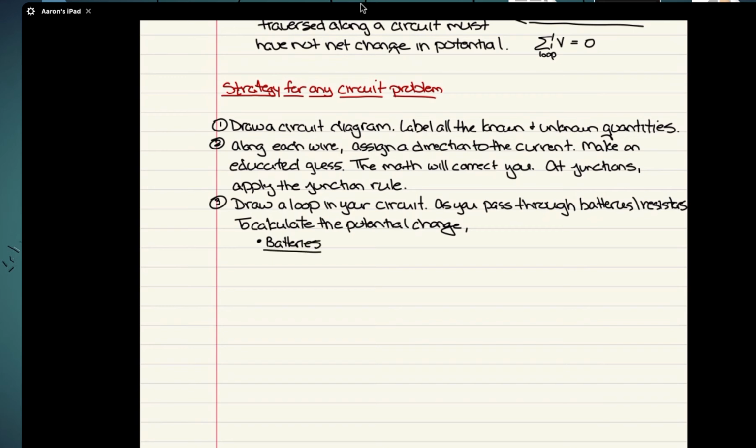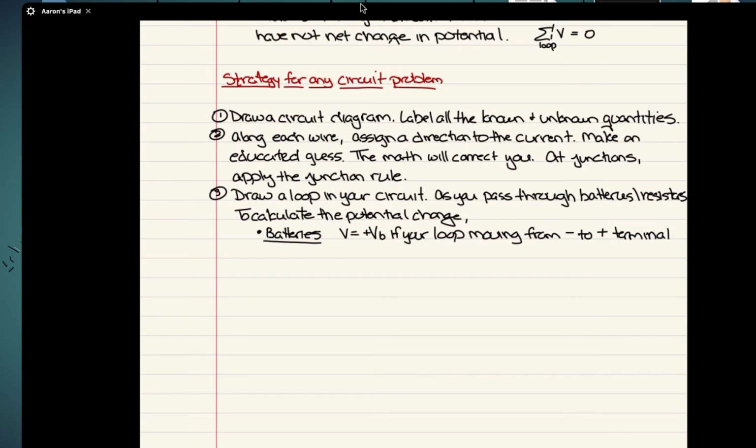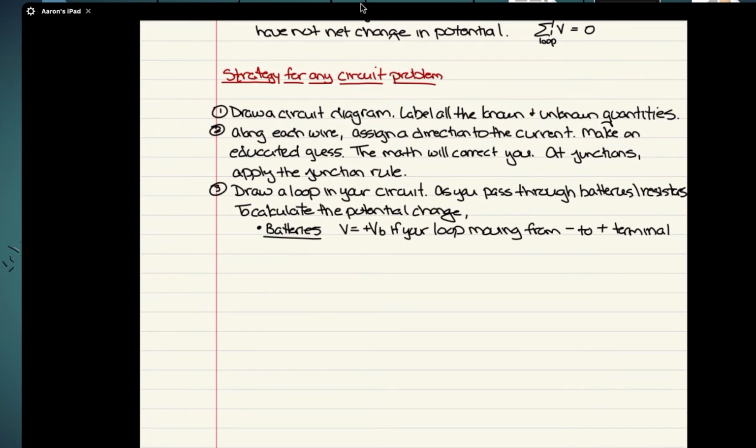When you're passing through batteries, write that the potential change is plus whatever the potential of the battery is, if your loop is moving from the negative to the positive terminal. So if in the direction of the loop that you just drew, it's going from the negative terminal to the positive terminal, state that that potential difference is going to be plus whatever the battery is providing, 1.5 volts or 9 volts. Right, the potential change is negative the potential of the battery if you're going the opposite direction. This doesn't depend at all on the direction you've assumed the current is flowing. This is just if the way you've drawn the loop is going from negative to positive along the battery, that's plus. If it's going in the opposite direction, it's minus.